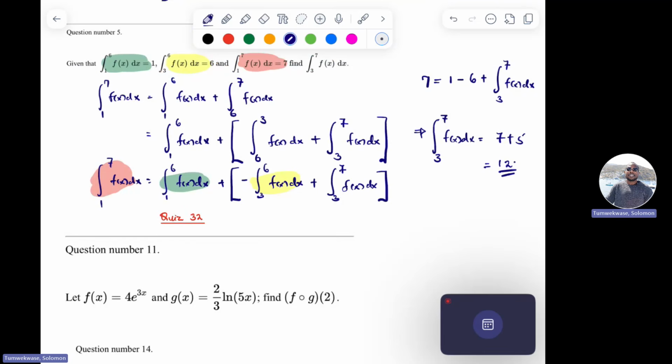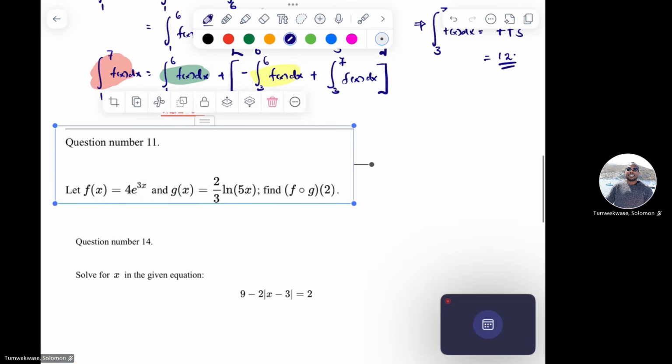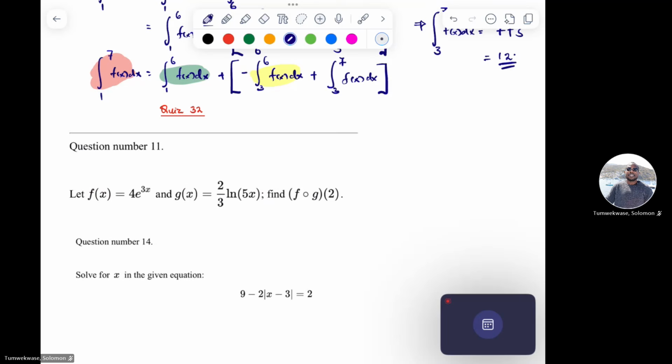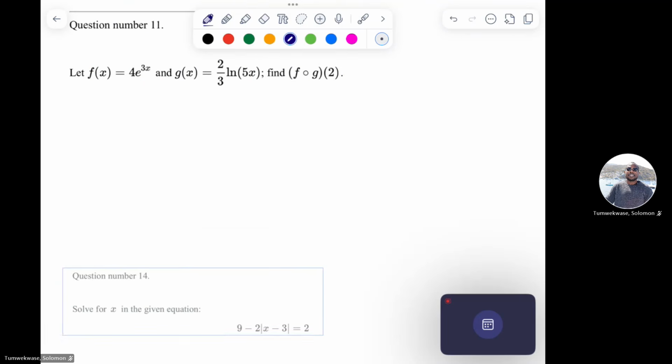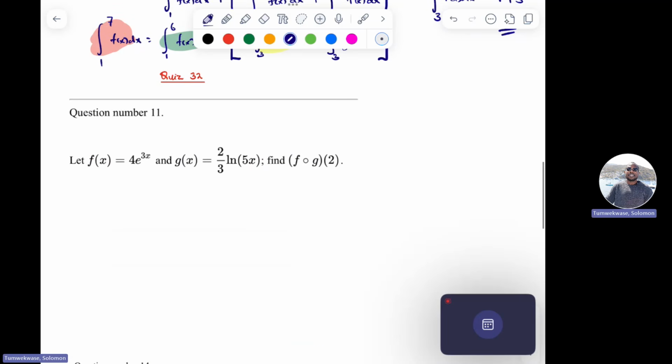Okay, quiz 32, like I said, quiz 32 is just about some general mathematics. So I just chose a few questions, and the first one is question 11, because it is composite functions.